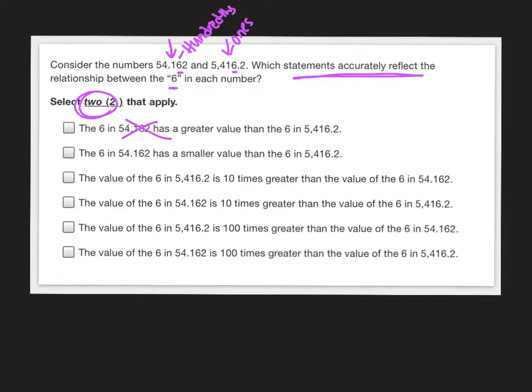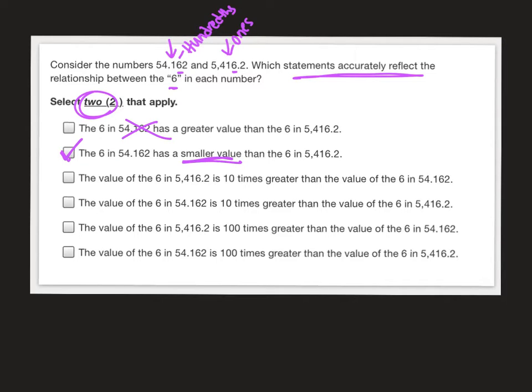All right, the next one says the 6 in the first number has a smaller value than the 6 in the second number. So that part is correct. So that is one of your answers. The next one says the value of the 6 in the second number is 10 times greater than the value of the 6 in 54.162.